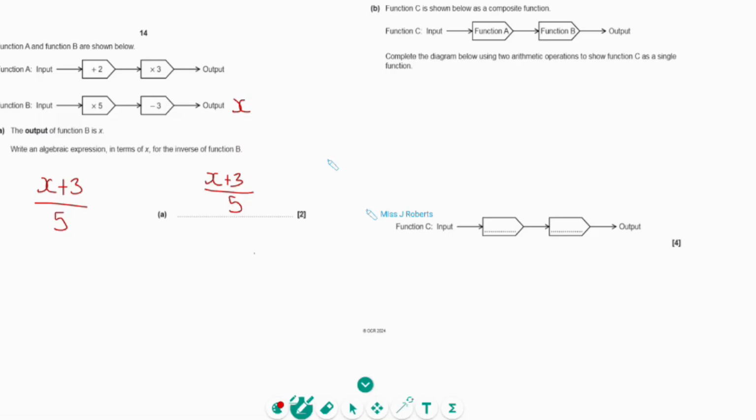Function C is shown below as a composite function. So it's made of two functions, function A and then function B. Complete the diagram below using two arithmetic operations to show function C is a single function. But I'm going to do it algebraically first. So my input was x. Put that in function machine A, we get x plus 2 times 3. Let me simplify that by expanding the brackets, 3x plus 6. We now put that expression into function B. So 3x plus 6 times 5 minus 3.